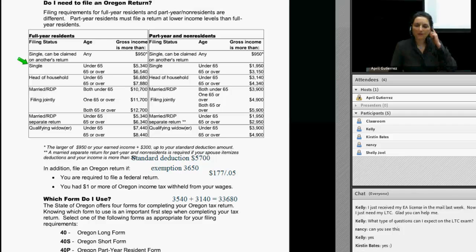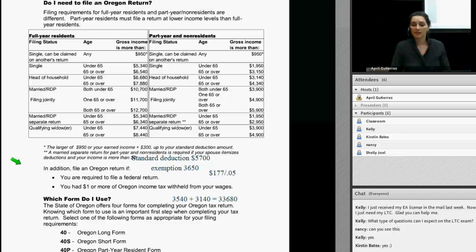Now, one of the rules that Oregon has, which I find interesting to compare to the federal, is remember on the federal return that for the filing requirement for a married filing separate person, you throw out the standard deduction and you're only left with the personal exemption as the base amount for being a filing requirement.